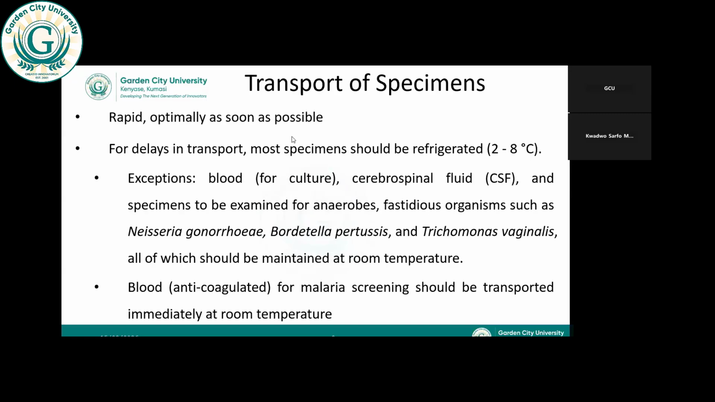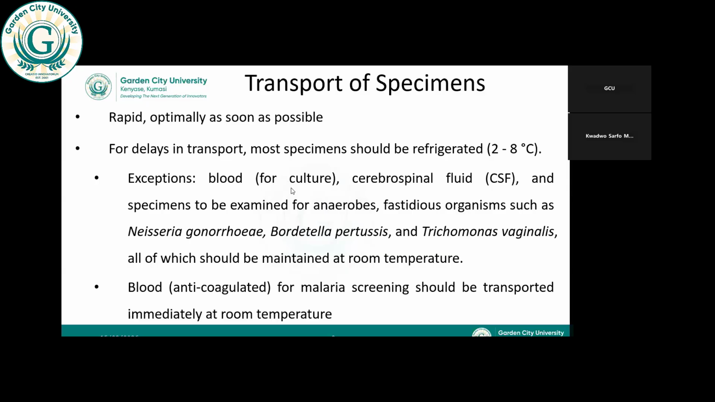And these should be transported as soon as possible. The earlier the better. And if it cannot be transported as soon as possible due to some delays, some specimens could be kept at fridge temperature, so in the refrigeration temperature, or you can put them in the ice chest with the ice pack, and then the thermometer to monitor the temperature before they are transported.